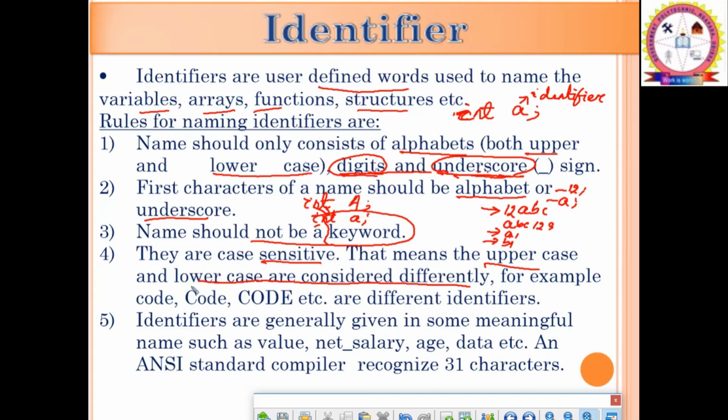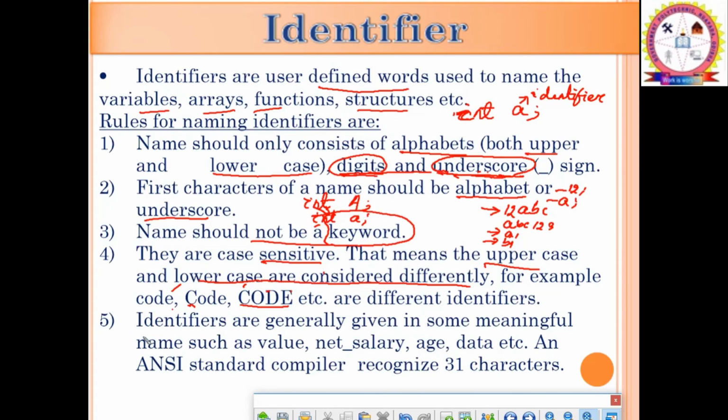For example, there is small code, then Code with capital C first, and CODE with all capital letters. All these three are different from each other, and that is the meaning of case sensitive.